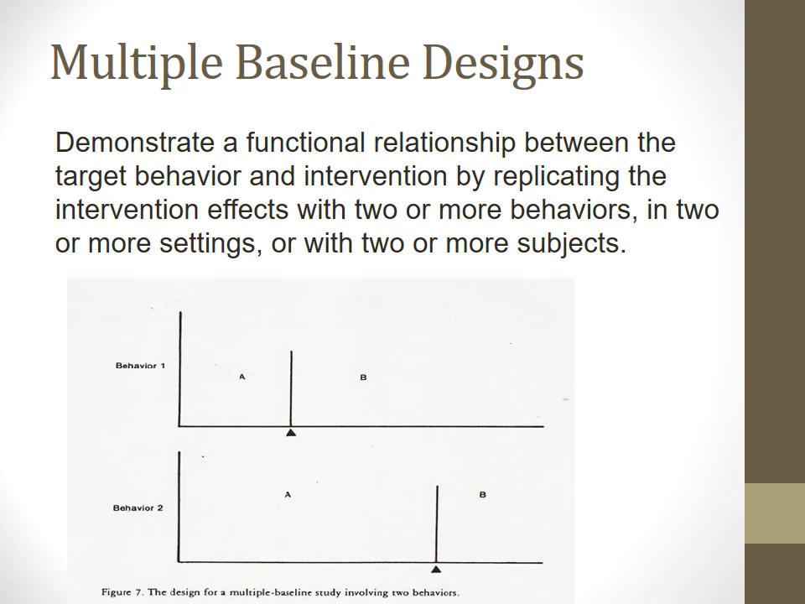So in the graphs on your screen, the print is a little bit small, but the first graph along the y-axis says behavior 1, and there is an A and a B phase. The second graph says behavior 2, and there is another A and B phase. So there is one treatment that is going to be applied to 2 behaviors in this case. Now you can see that these are simply A-B graphs stacked on top of each other. But note that the A phase for behavior 2 is much longer than that of behavior 1.